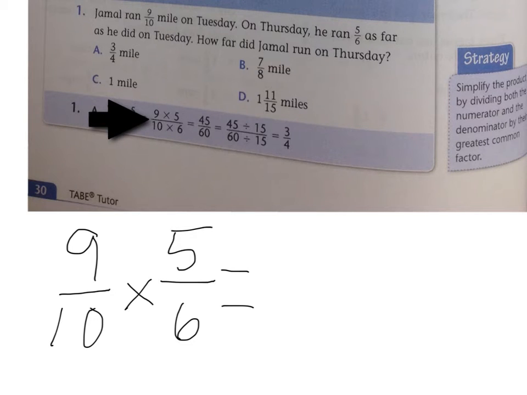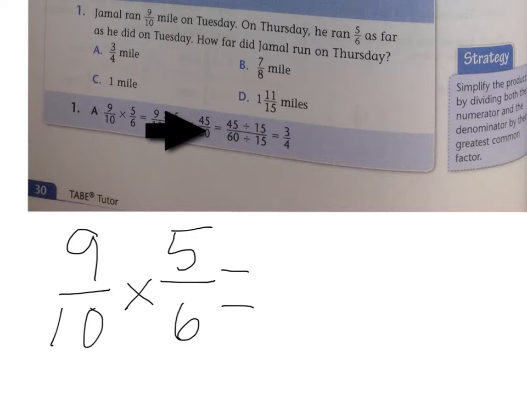And then it's going to become 9 times 5 is 45, and then 10 times 6 is 60. And then it's showing you how you can reduce it. It says it will reduce by 15. So all you're going to do is divide 45 divided by 15 equals 3, and 60 divided by 15 equals 4. So there you go, 3/4.